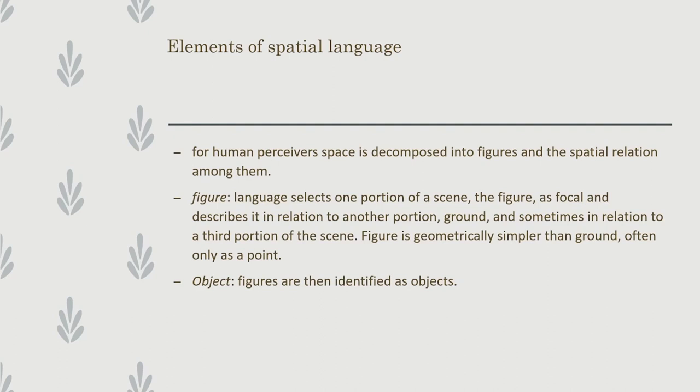So, when it comes to language, on the other hand, spatial cognition and spatial perception are on the one hand, and language on the other. When we look at objects in space, we basically break it down into a figure and a ground, and then the figure moves in terms of the ground. Language selects one portion of a scene, so we are talking about a figure in terms of a ground.